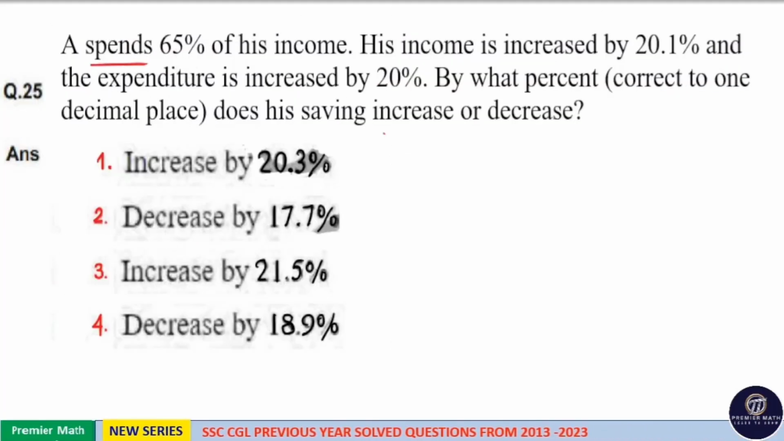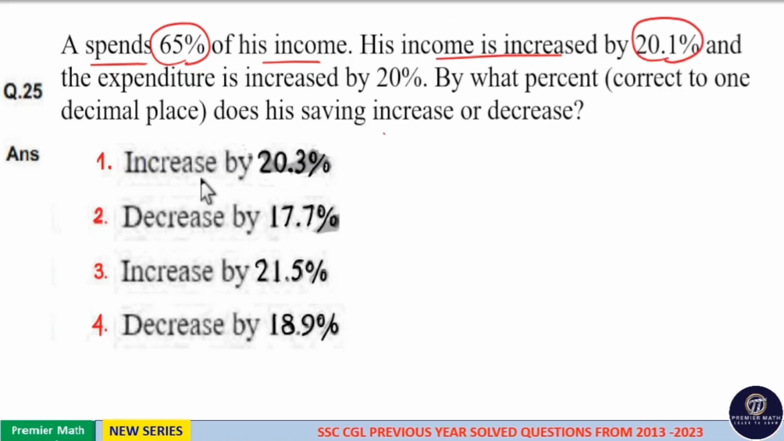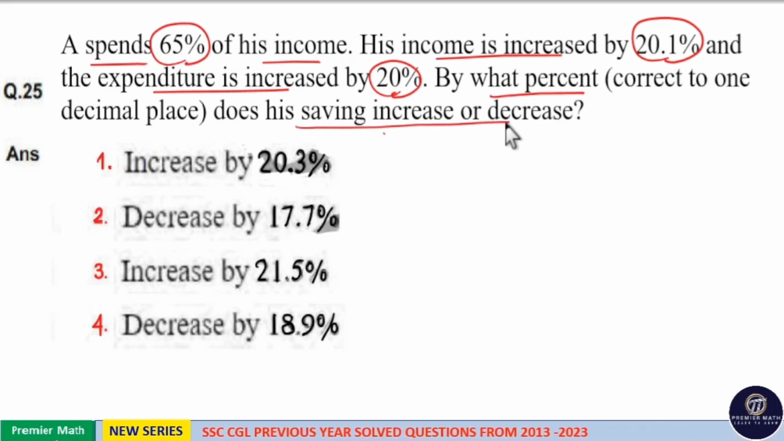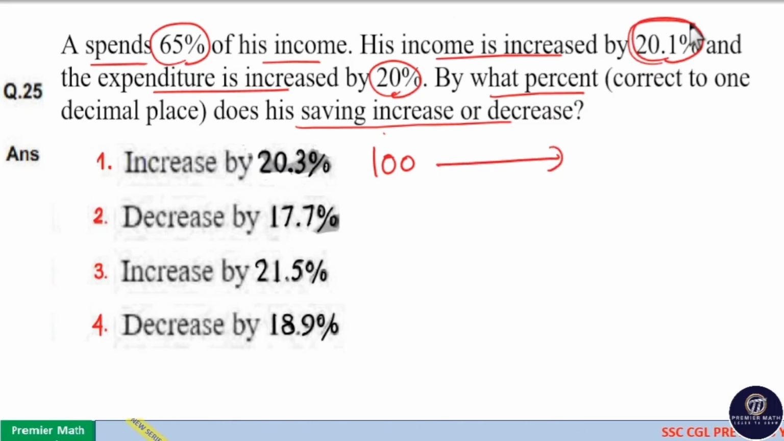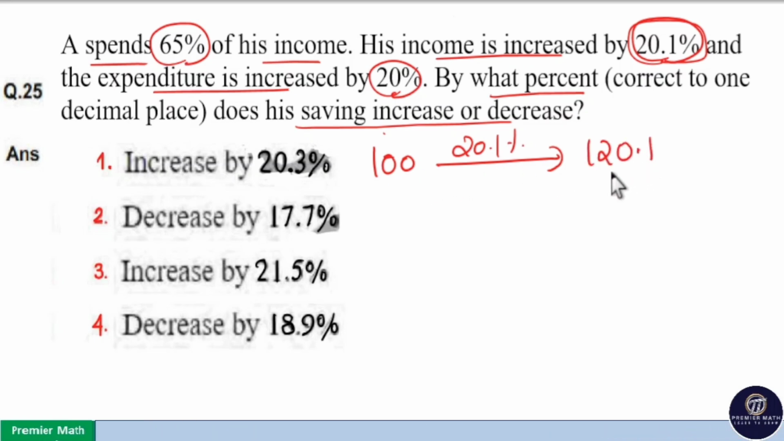A spends 65% of his income. His income is increased by 20.1% and the expenditure is increased by 20%. By what percentage does his savings increase or decrease? Here, consider 100 rupees as his initial income. Now, income is increased by 20.1%, which means 20.1% of 100 is 20.1. So, income is increased to 120.1 rupees.